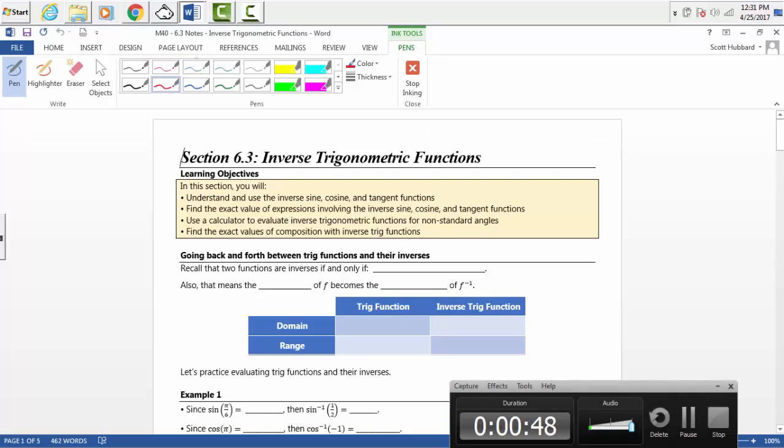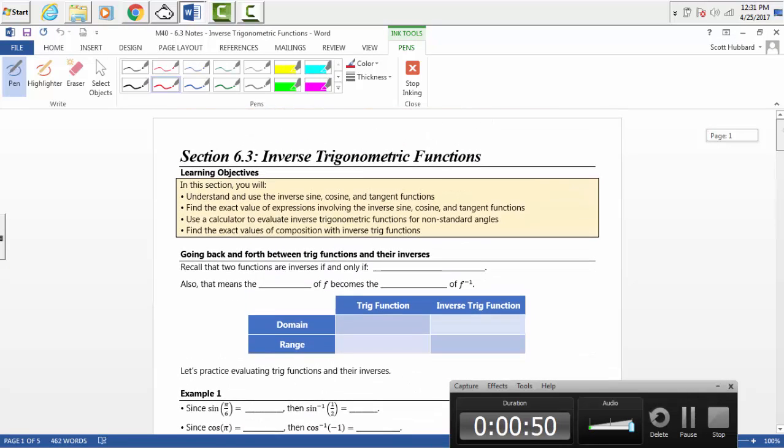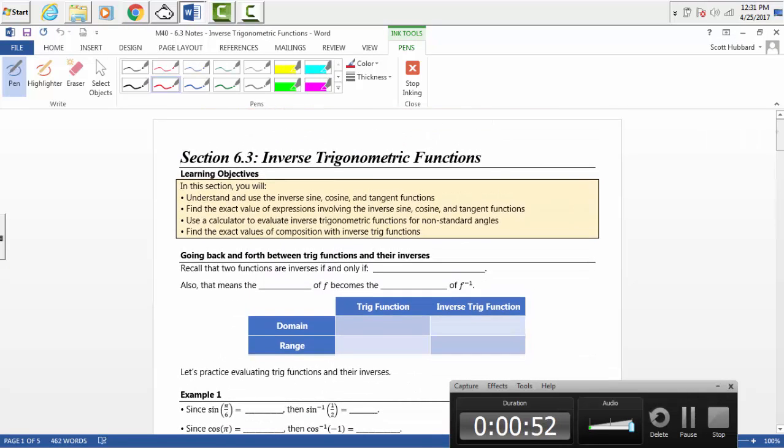Okay, good. So what we want to do is learn how to, like when we did logs and exponents, they were inverses of each other, so we can use them to cancel each other out. Well, we need something to cancel out sines and cosines and tangents and all that stuff. And the way we're going to do that is we call them the inverse trig functions.